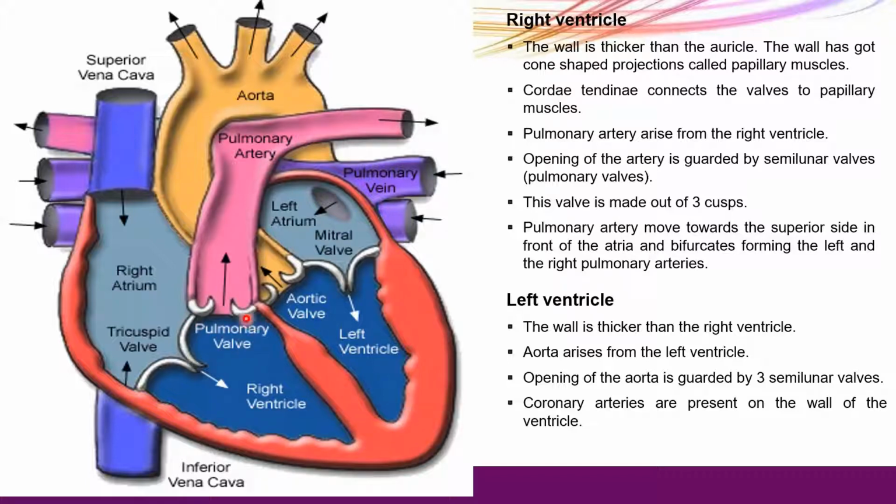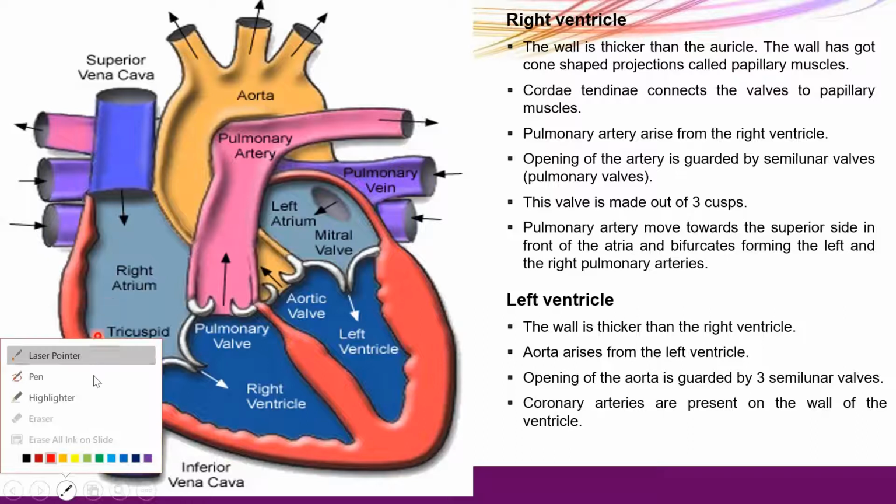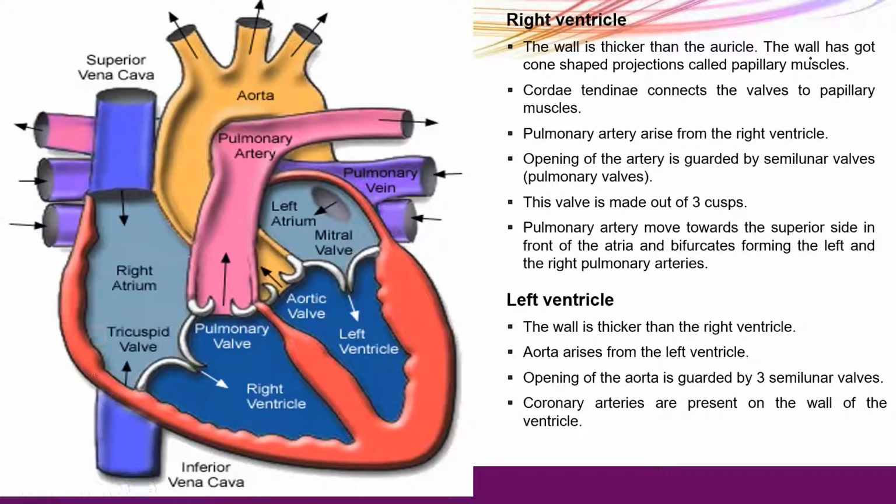And since they are opening into the pulmonary artery, we call them pulmonary valves or pulmonic valves. So these are semilunar valves. Semilunar valves also have 3 flaps, right? So let me write it here. These valves have 3 flaps, okay? You can also say these valves are made up of 3 cusps or 3 flaps, right?